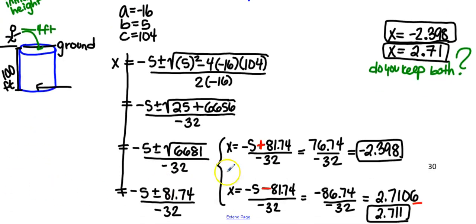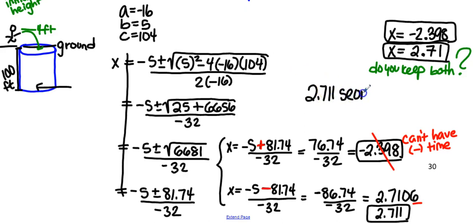T or X, I switched over to an X, it's the same thing. So this is time. So if I were to add a label, this would be -2.398 seconds. Can we have negative time? No. Can't have negative time.